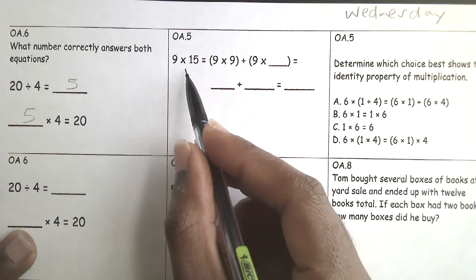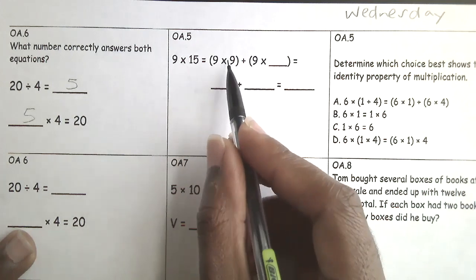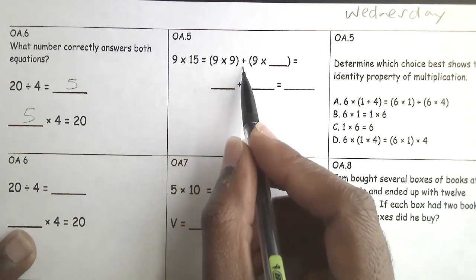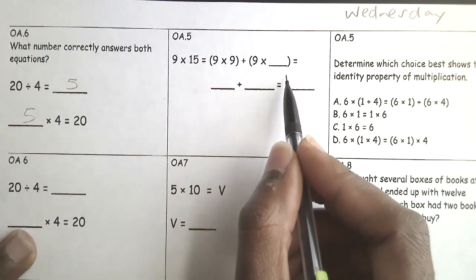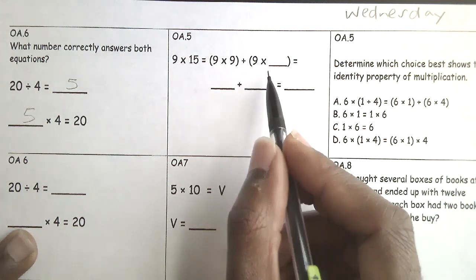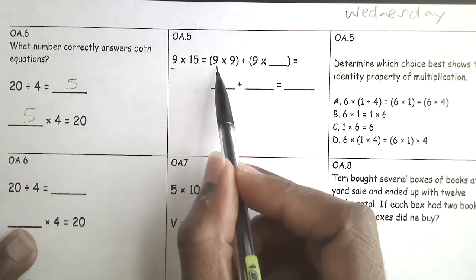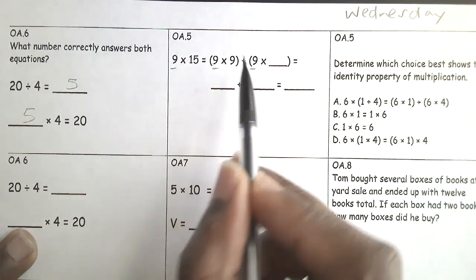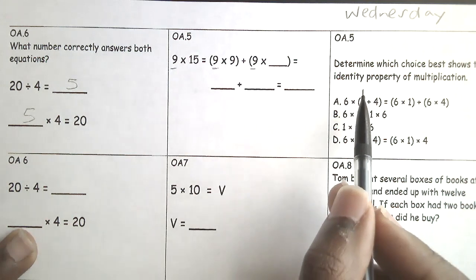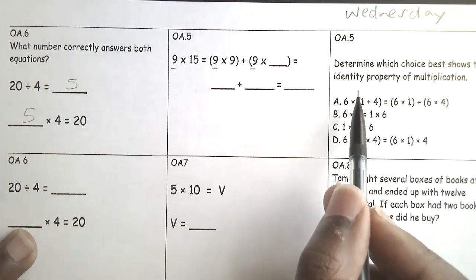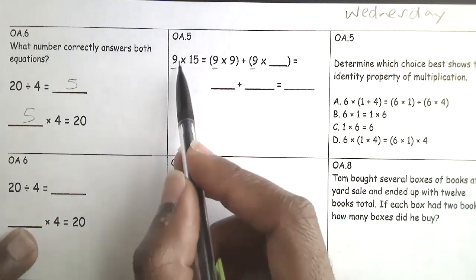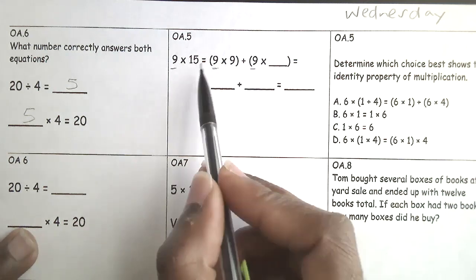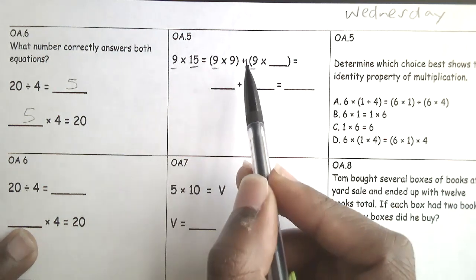Okay, so it says 9 times 15 equals parentheses 9 times 9 plus parentheses 9 times blank. This is working on which property? Yep, you guessed it, the distributive property. So if we have 9s in both of the parentheses, that means that's the one number that stays the same. Remember, with distributive property, we have one number that stays the same and the other number is broken down into addition, okay? So the 9 is the number that stayed the same. Now the 15 is the one that is being broken down into addition.